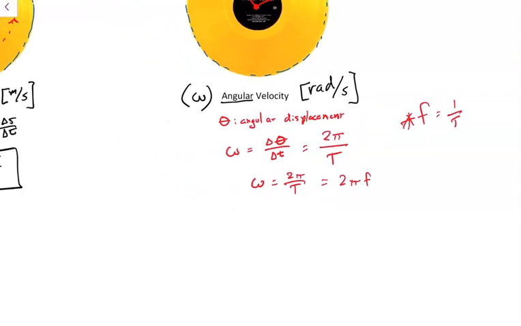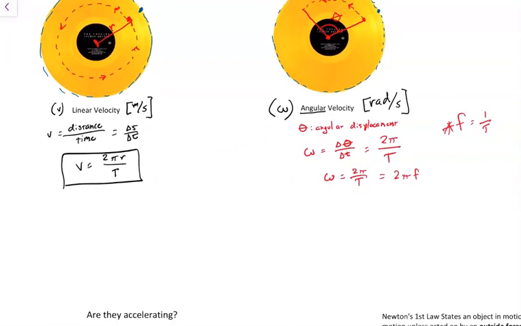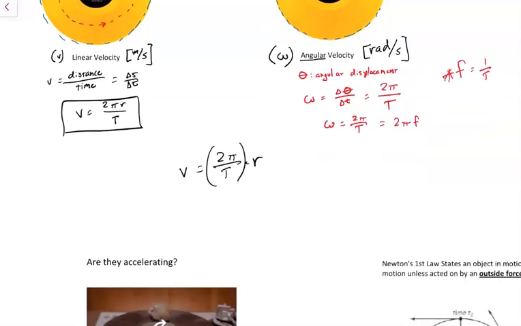And now let's compare these two. If I look at my linear velocity, I have a 2 pi divided by T times r. Well, 2 pi over T is omega, so I can plug that in and say v is omega times r, and this is in your data booklet.